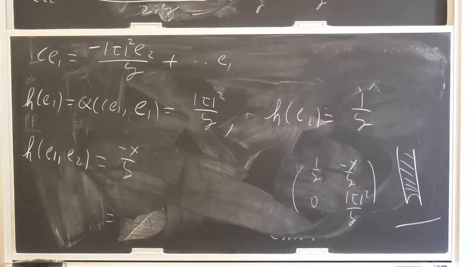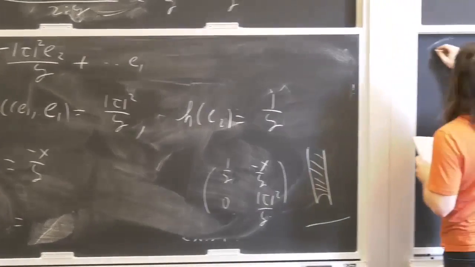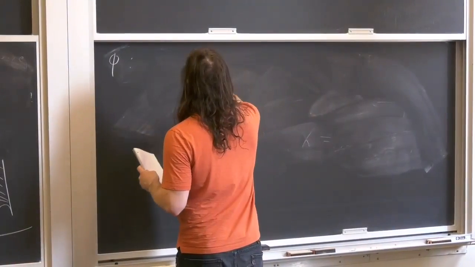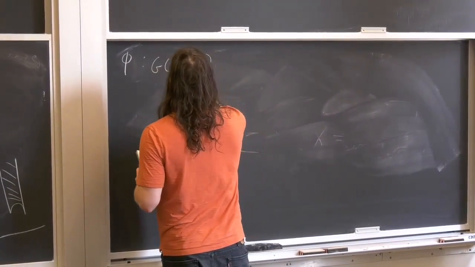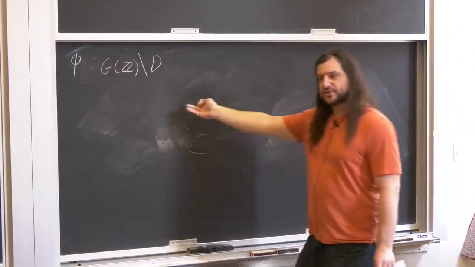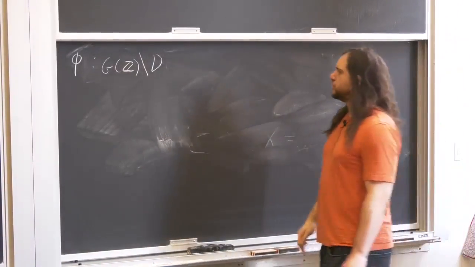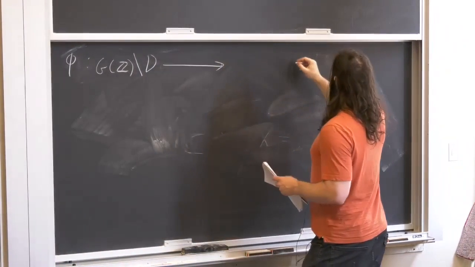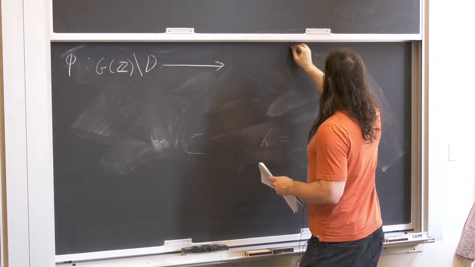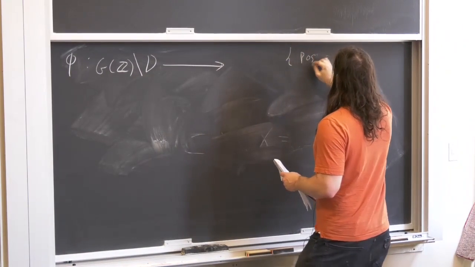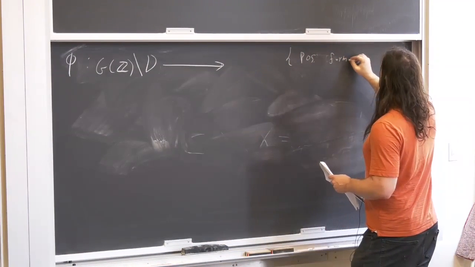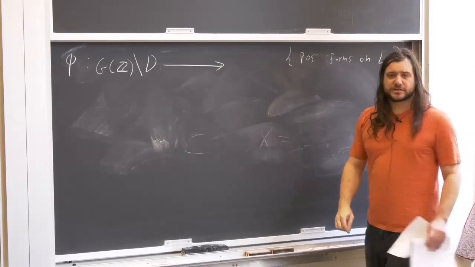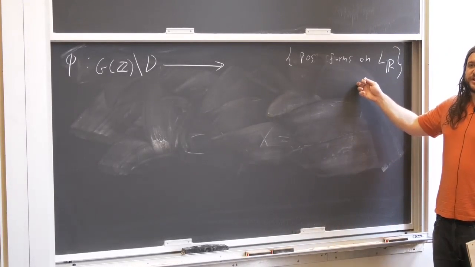So let me write it in the following way. We end up getting a map, which I'll call phi for the moment, from B mod G_Z, which is the space of Hodge structures on our (L, Q), to what? Well, certainly you can get it to positive quadratic forms on L_R just by associating the Hodge metric.